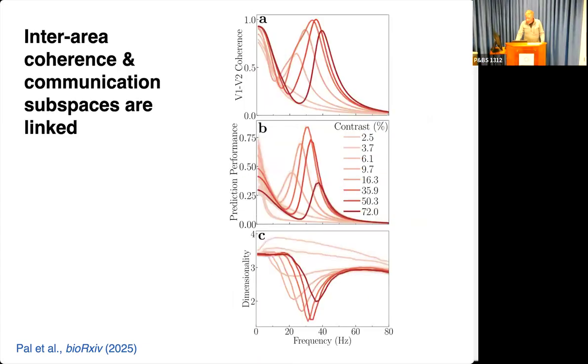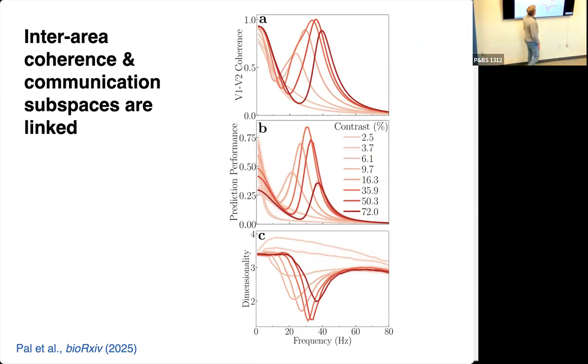All right. So the theory also predicts things that haven't been measured, right? So this is the coherence from the previous slide. This is that prediction performance of the communication subspace that's broken down by frequency. This measurement hasn't been done. The theory predicts that these two things should be aligned with one another. And this is the dimensionality of the communication, which we predict should be inversely related.